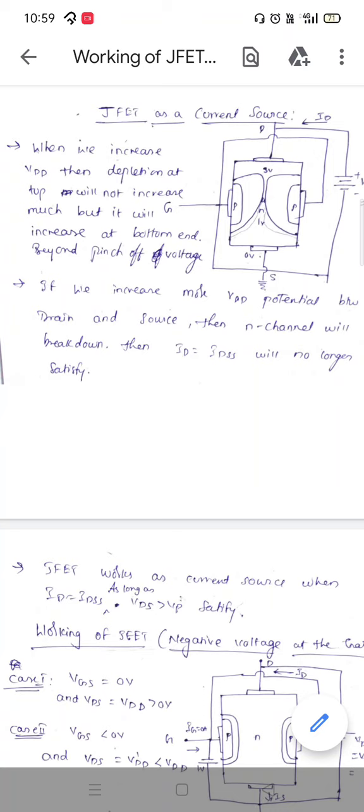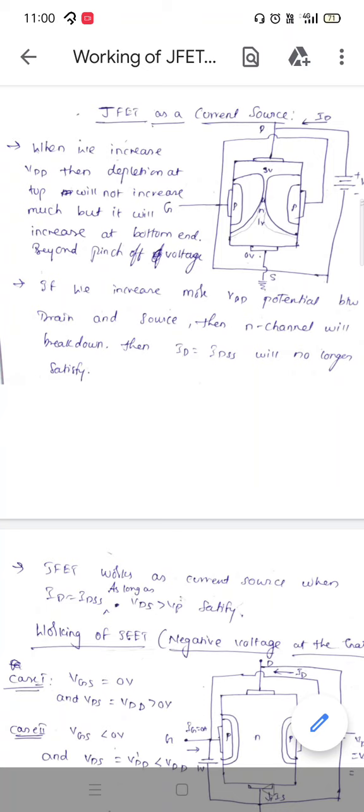Now we are planning to reduce the potential between the gate and source terminals. So we are giving a negative voltage to the gate and source terminals, while keeping the positive voltage between drain and source. We are not changing the voltage at drain and source. We are changing only the potential between gate and source.